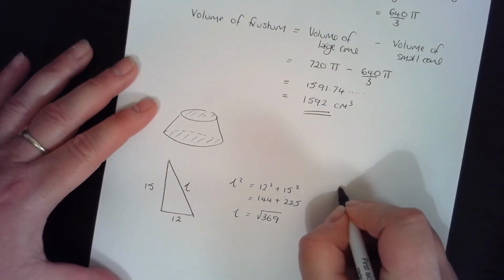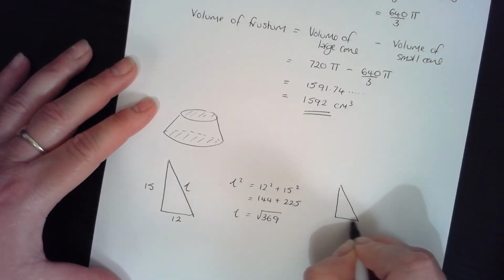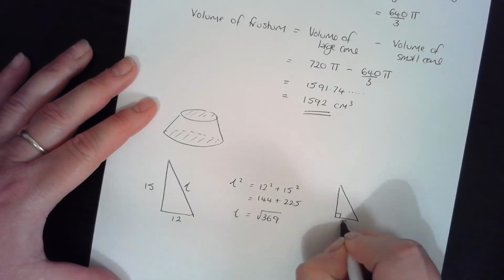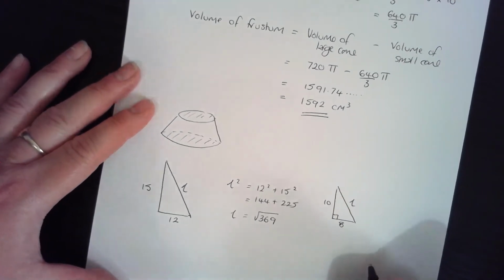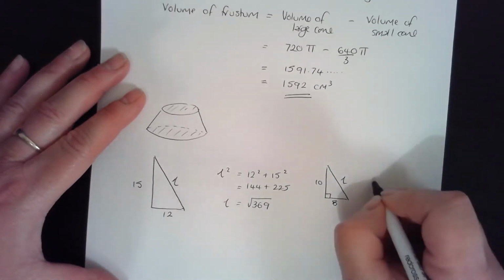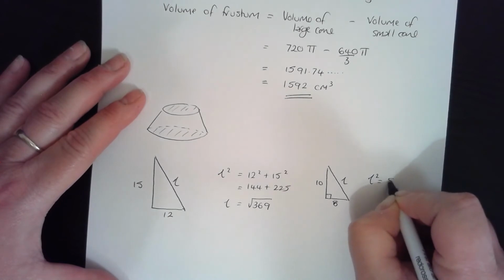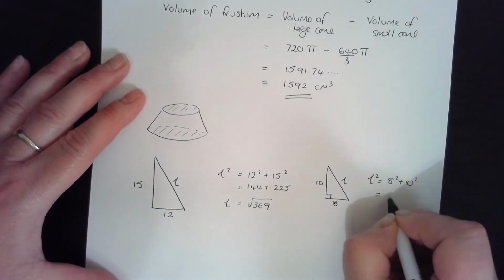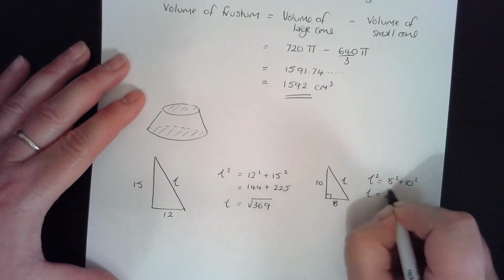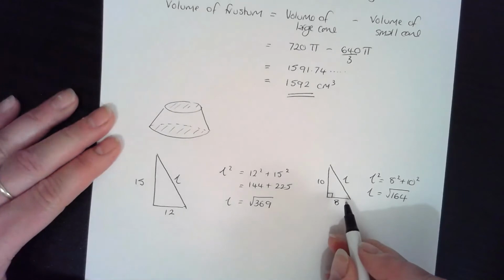The smaller cone, again going back to that right angled triangle, that was 8, that was 10, and the slant height for this triangle is going to be L squared is equal to 8 squared plus 10 squared, so 64 and 100, so L is going to be the square root of 164, so that's the slant height of the smaller cone.